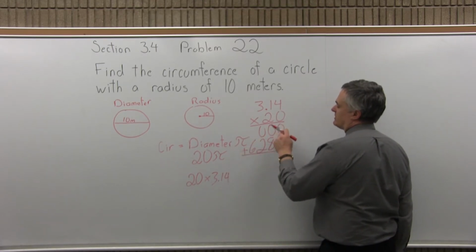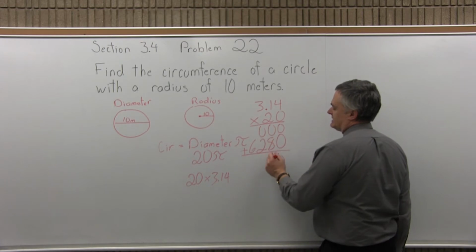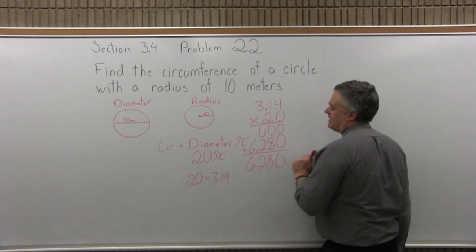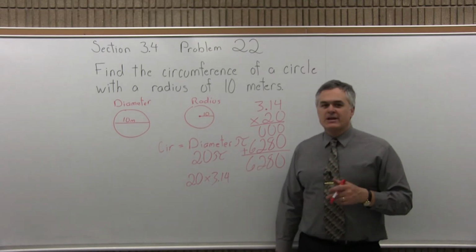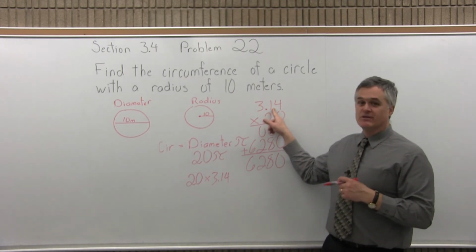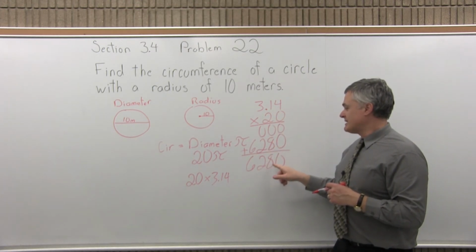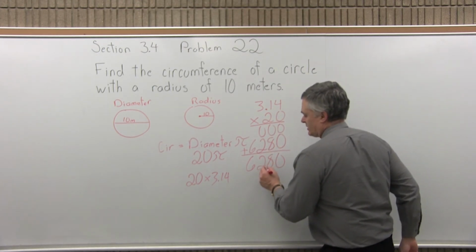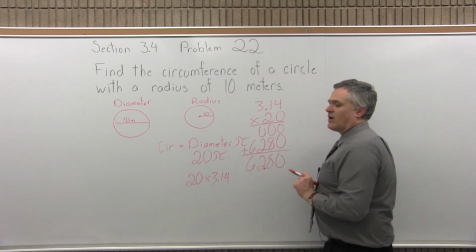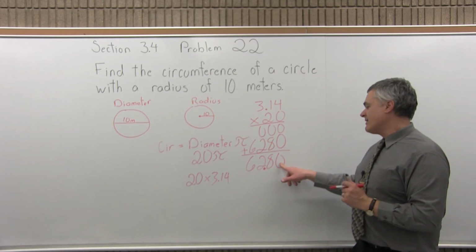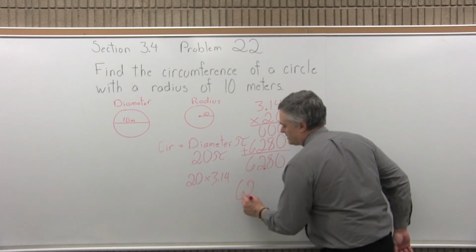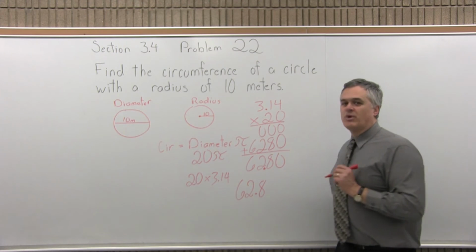Then I can add my results. 0 plus 0 is 0, 0 plus 8 is 8, 0 plus 2 is 2, nothing plus 6 is 6. Now, go back to the question and see how many positions you have after the decimal in your question. I have 2. So my answer has to have 2 places after the decimal. So to have 2 places after the decimal, instead of 6,280, it's 62.80. Now, the 0 on the end doesn't need to be written. You certainly can write it, but most people will just write 62.8.